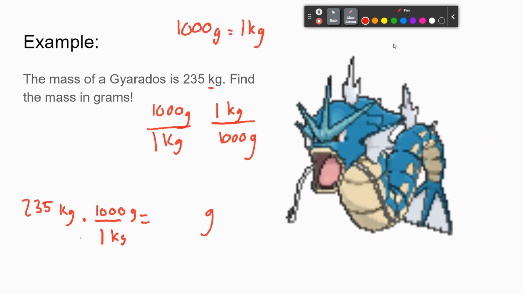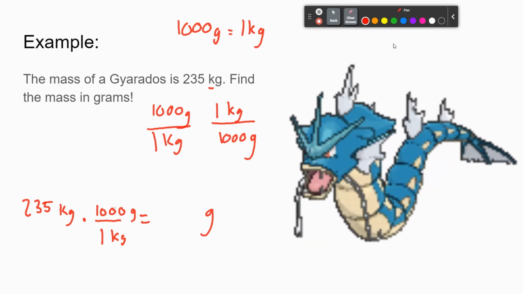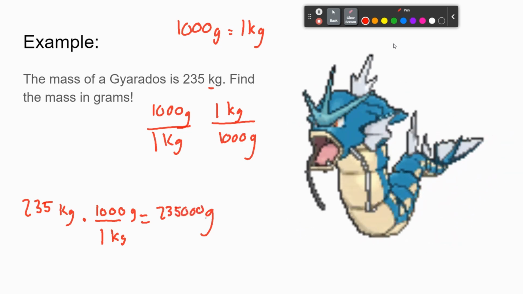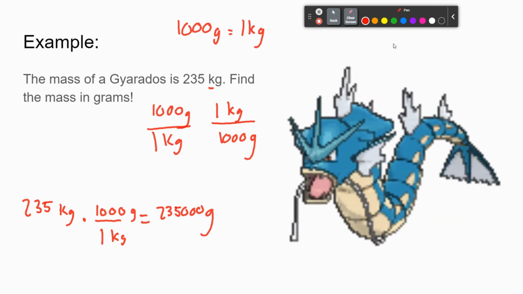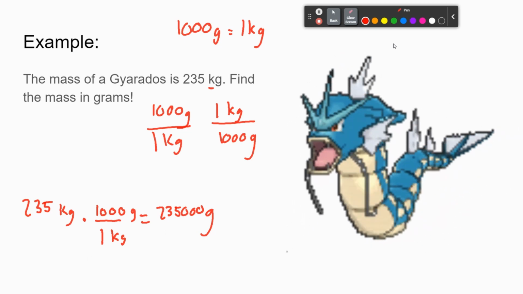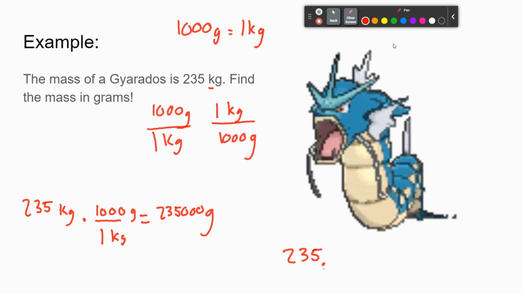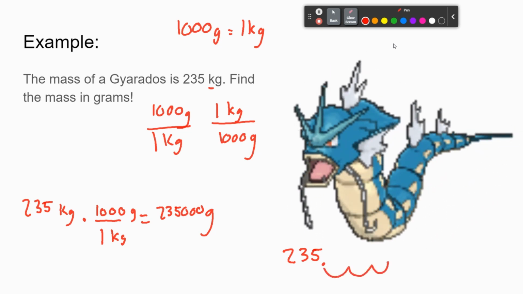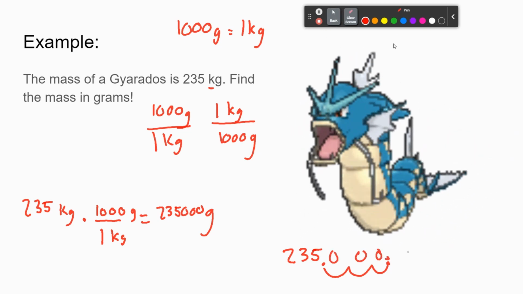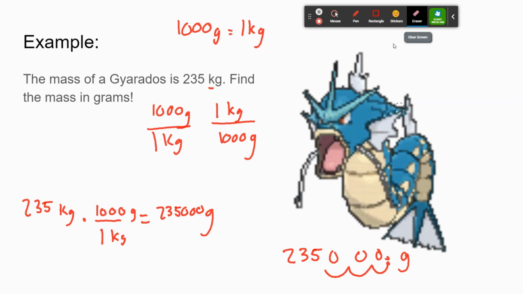So again, this just means that we're multiplying. We multiply 235 times 1,000. The nice thing is, since it's a multiple of 10, it makes it really easy to multiply. We just add the 3 zeros, and we get 235,000 grams. That's a lot. Again, if you're clever, you could realize that since this is in kilograms and we want grams, you move the decimal over 1, 2, 3 times, and we would get the exact same value. We, of course, need to include our units, but that's pretty much it.